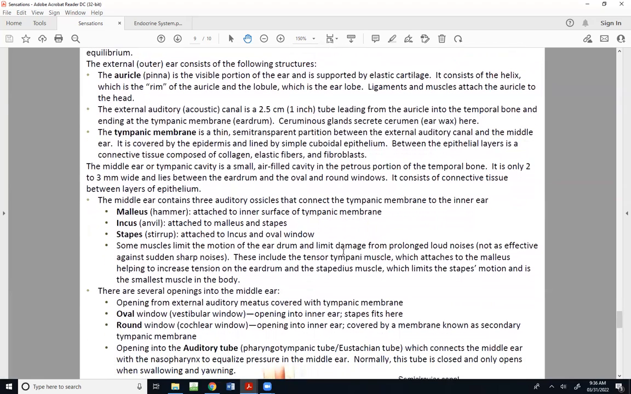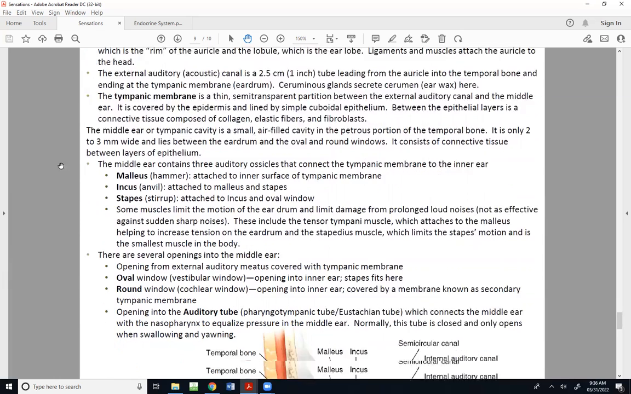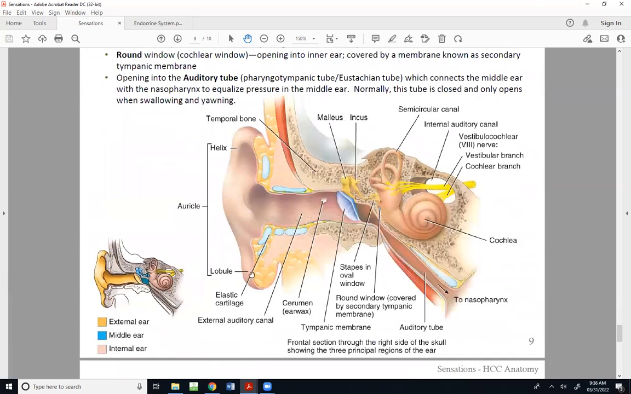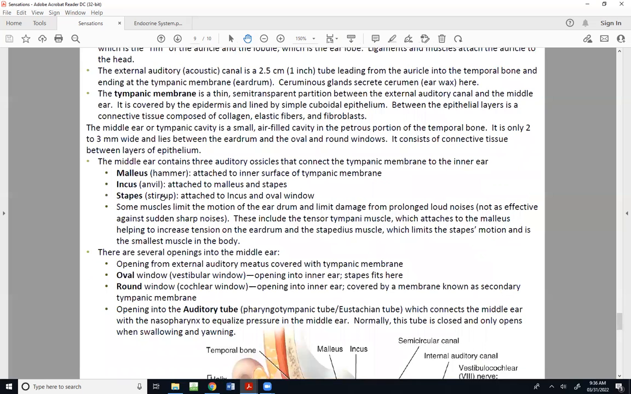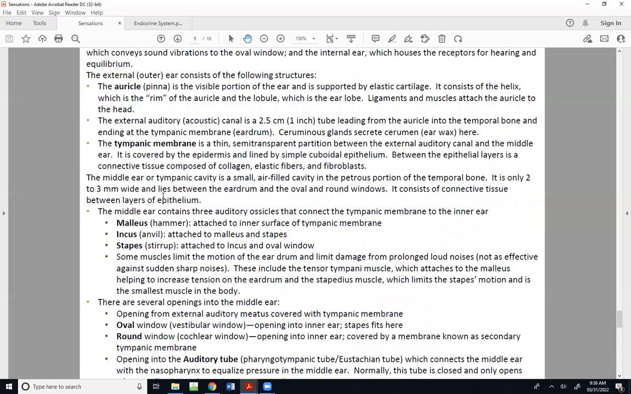Okay. So once again, the fancy term for what we generally call our ear is your auricle. It also goes by the term pinna. It's the visible portion of your ear supported by elastic cartilage. It consists of two major parts, the helix and the lobule. There are other parts, like the little rims and pieces that you can look at. They're commonly pierced, but I'm not going to really get into any of those. The helix and the lobule is all you need to know.